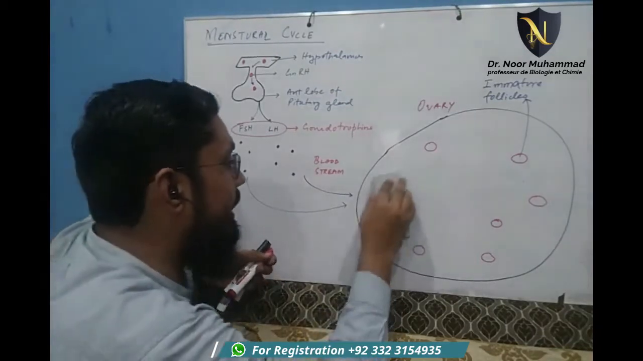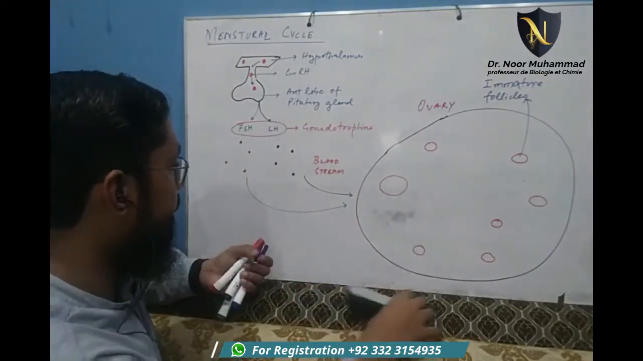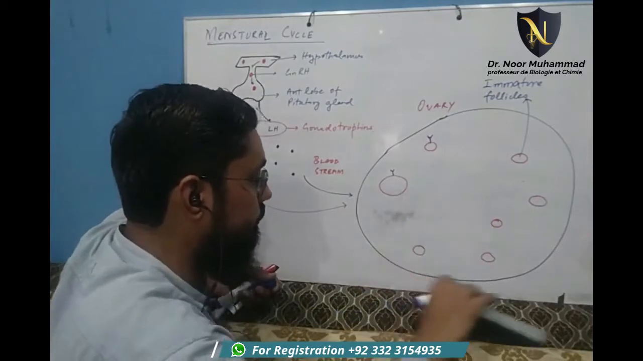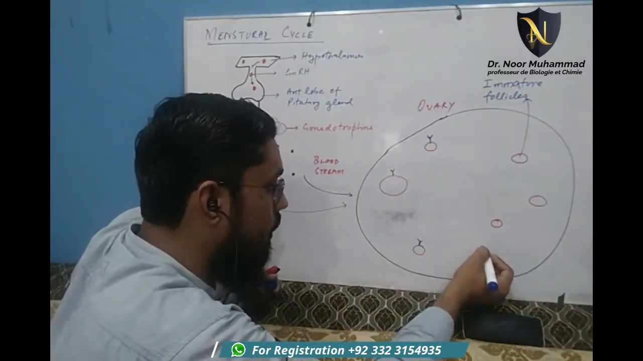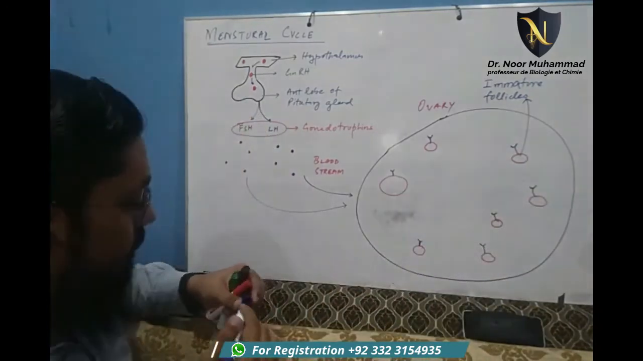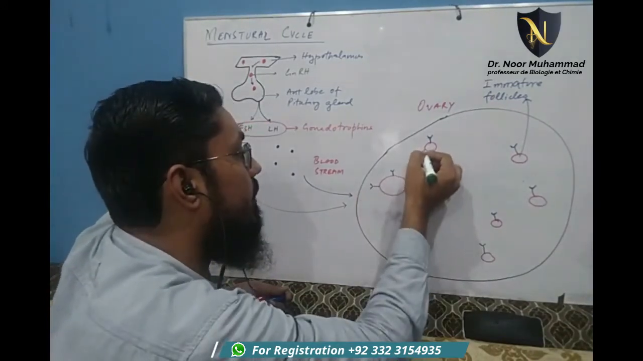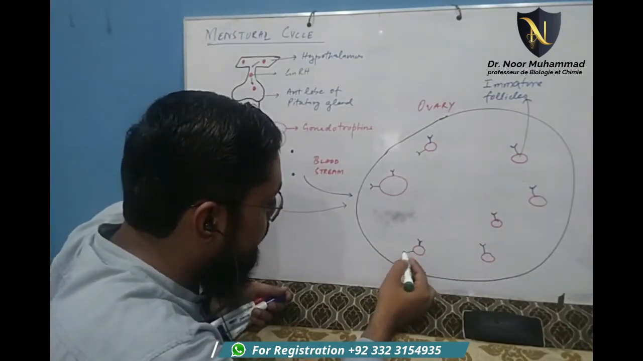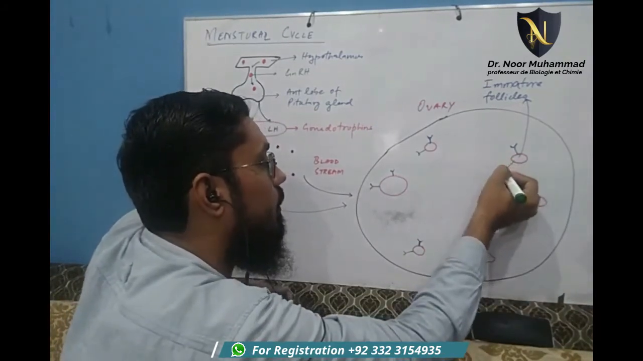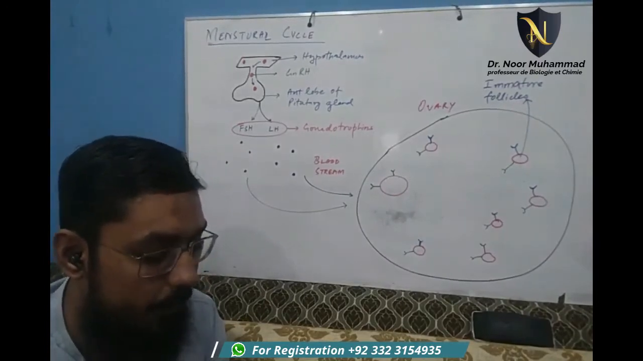So what happens is that each of this follicle, I am drawing one follicle a bit larger just to tell you what is going to happen. Each follicle contains a receptor for LH, and it also contains receptor for FSH. Each one of them has this. ठीक है? Each follicle has got these receptors, one for FSH and other for LH.